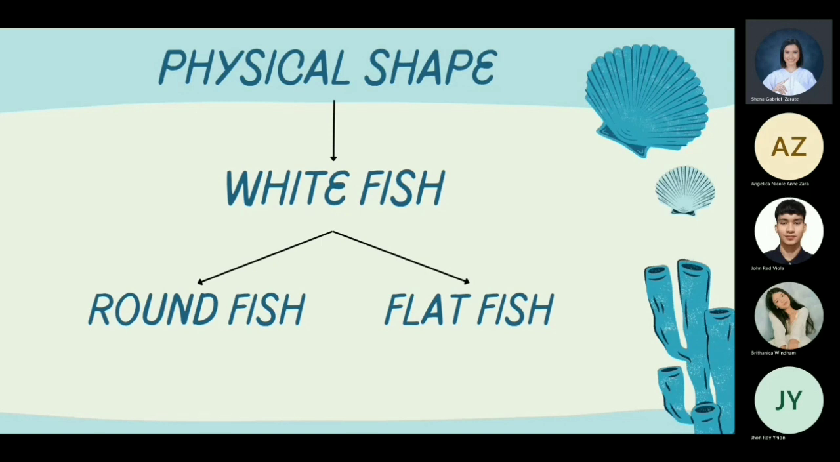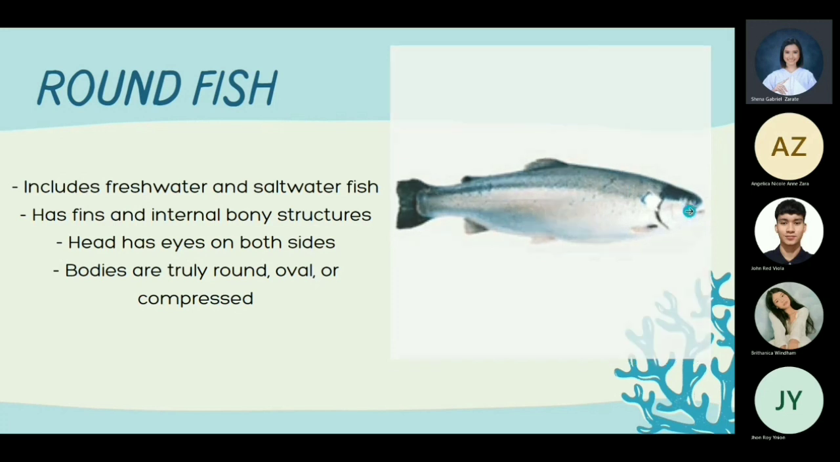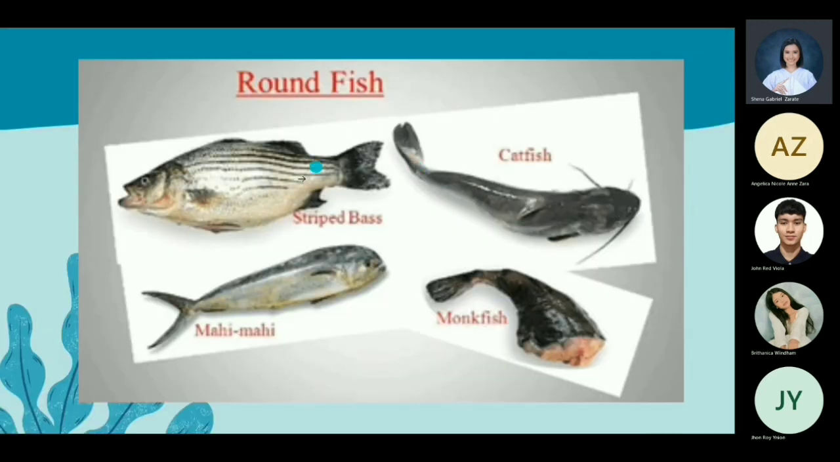Physical shape refers to the general shape and appearance of the fish. White fish: all white-colored general fishes which are available in the market are white fish, and it is divided into two categories, round fish and flat fish. Round fish: the shape of the round fish is generally considered the classic fish shape, a round tapering body with one eye on each side of the head. And these are some examples of round fishes.